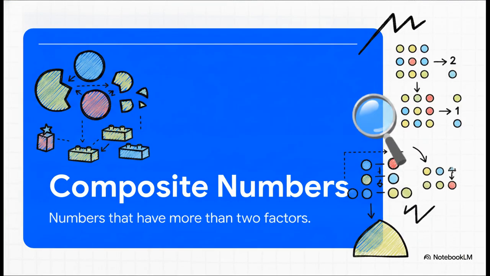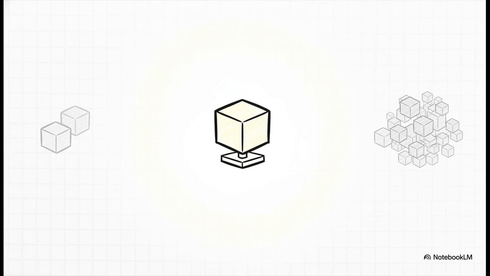Then you've got your composite numbers. These are the guys that do have more than two factors, like 4, 6, 8, 9, and 10. Because they have more than two factors, they can be dismantled. You can break them apart into smaller pieces, because they're literally composed of those prime building blocks we just talked about.